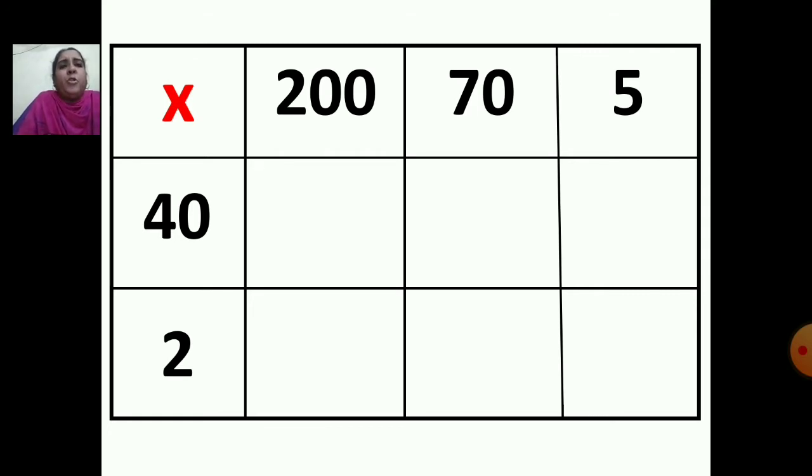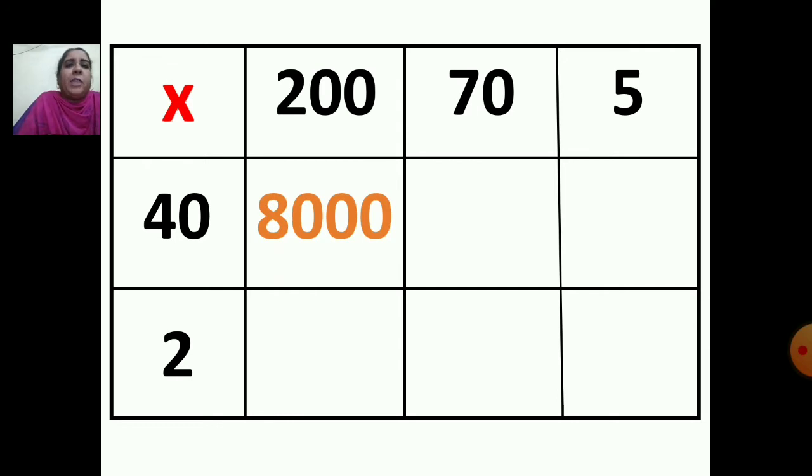Now first what will you do? 2 fours are, 2 fours is how much? 8. Okay. After 8 you are going to put how many zeros? 3 zeros, right? So what is your answer? 8,000. 200 multiply by 40 is 8,000. Now we will multiply 70 with 40.